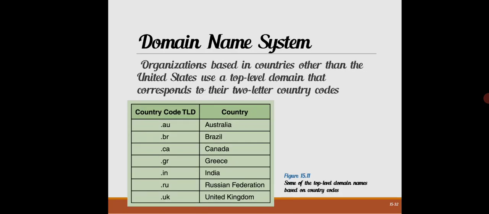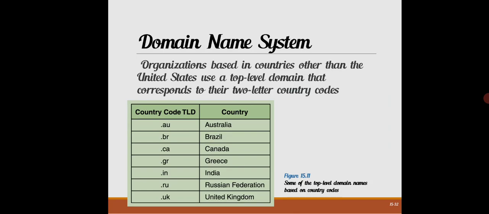Domain name system. Organizations based in countries other than the United States use a top level domain that corresponds to their two letter country codes. Country code TLD, country: .au, Australia; .br, Brazil; .ca, Canada; .gr, Greece; .in, India; .ru, Russian Federation; .uk, United Kingdom.